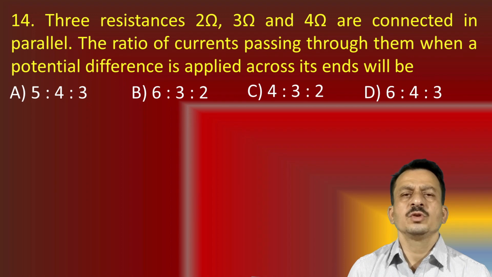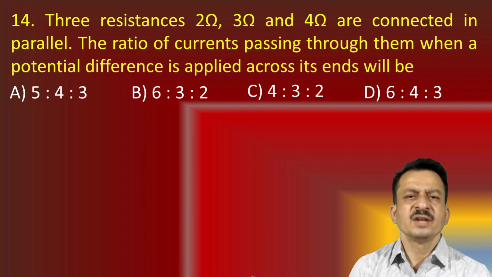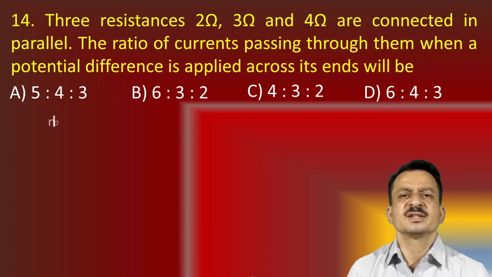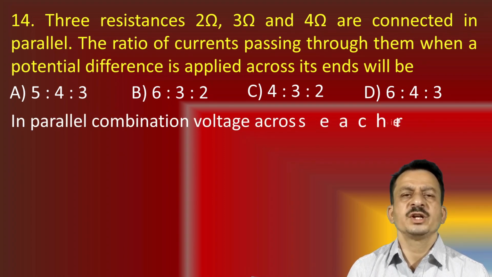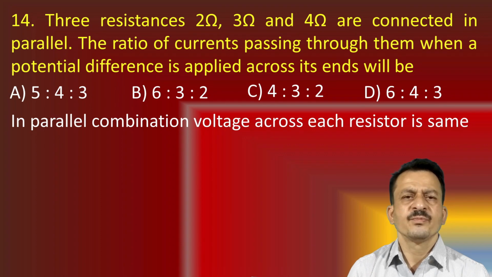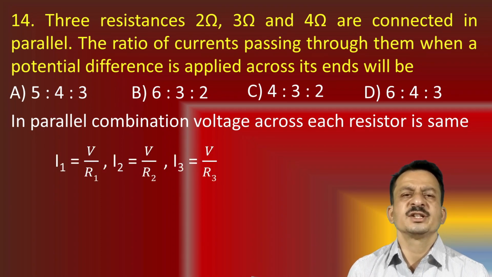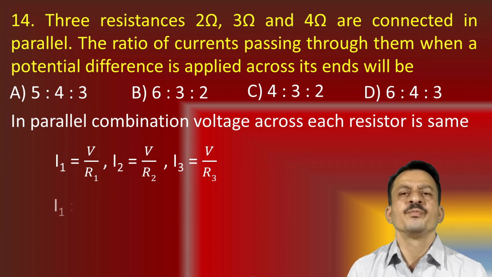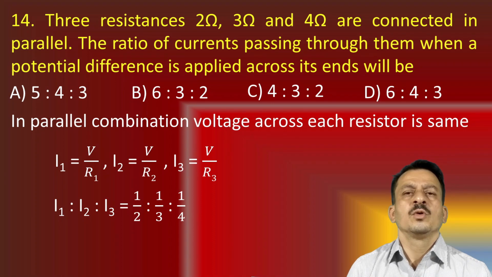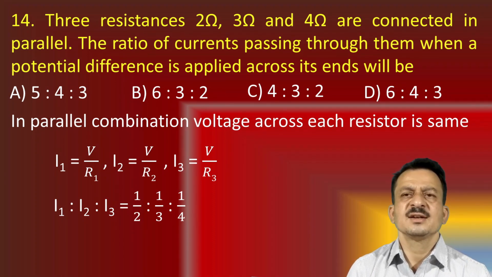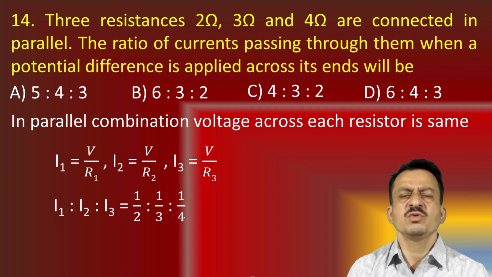D 6:4:3. We know that the current flows with the inverse ratio of their resistances. In parallel combination, voltage across each resistor is the same. If I calculate the current through each resistor, I1 is equal to V by R1, I2 is equal to V by R2, and I3 is equal to V by R3. If you take the ratio, V by R1 is to V by R2 is to V by R3, V gets cancelled. R1, R2, R3 are given: 1 by 2 is to 1 by 3 is to 1 by 4.